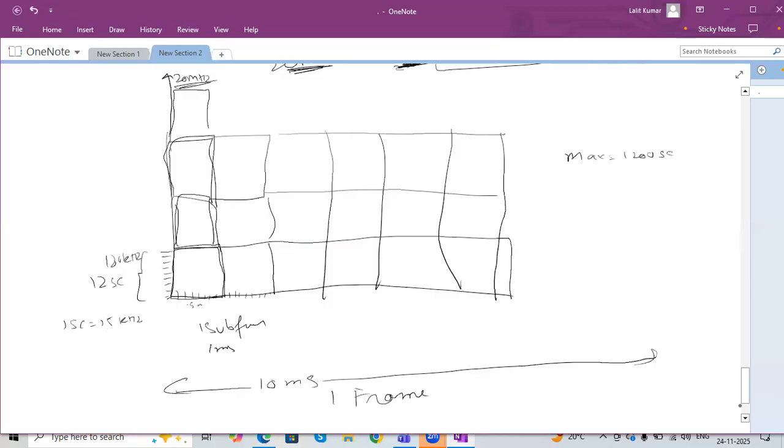Once you divide the subcarriers, with seven symbols, there will be a total of 84 resource elements in normal cyclic prefix. Extended cyclic prefix will be 72 resource elements. This is the entire frame structure of LTE.